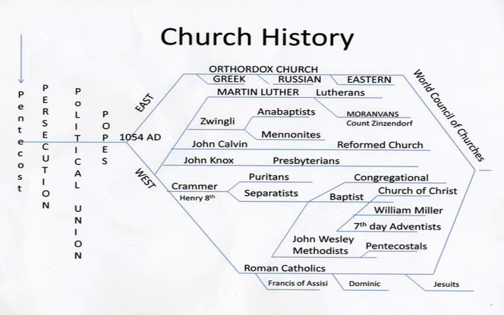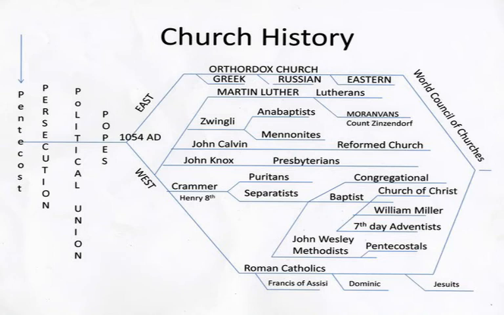Some other great leaders of the Protestant Reformation were Zwingli. From Zwingli came the Anabaptist movement, also the Mennonites. Another great leader, John Calvin, who founded the Reformation Church, the Reformed Church. Then we have another great leader, John Knox in Scotland, founding the Presbyterian Church.